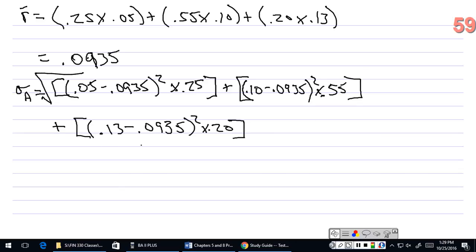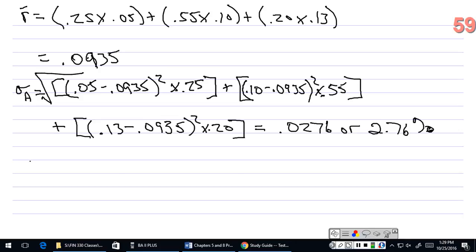Once you've done the math and added all three of these together, you take the square root of it, and it should be 0.0276. So 2.76% as a standard deviation.